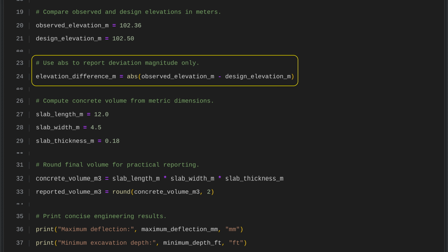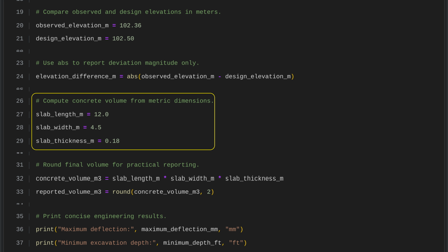This gives the size of the deviation without considering whether the observed elevation is higher or lower. In engineering, this non-negative value is often the most useful measure because it focuses on how large the difference is.